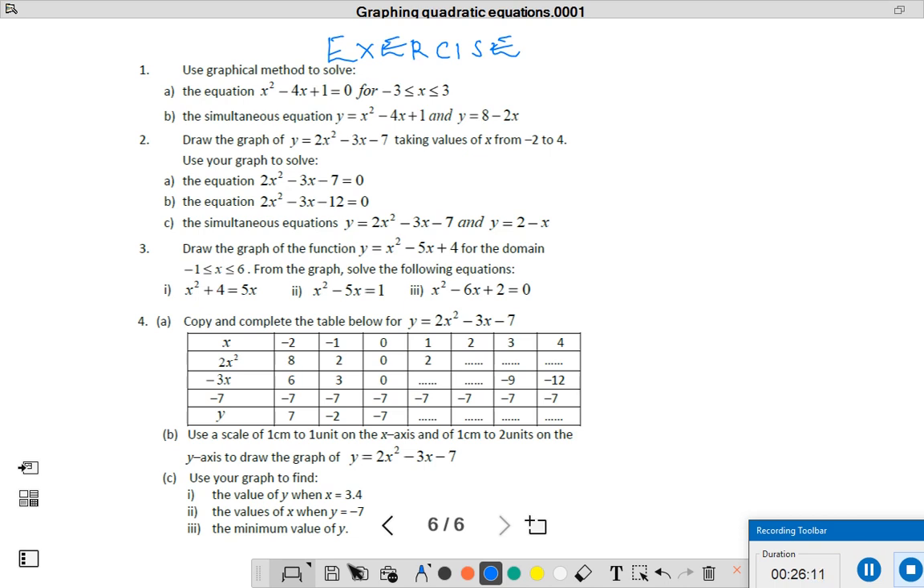The previous methods we have are factorization, completing the square, and using the formula. Those are the 4 methods. So I hope you have enjoyed the lesson. Try this exercise. If you have not understood, please feel free to rewind.